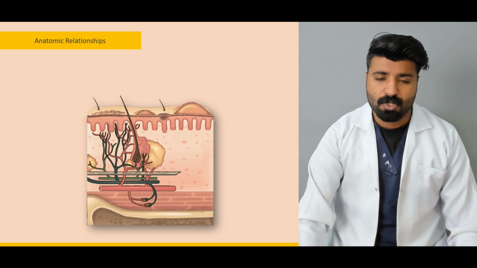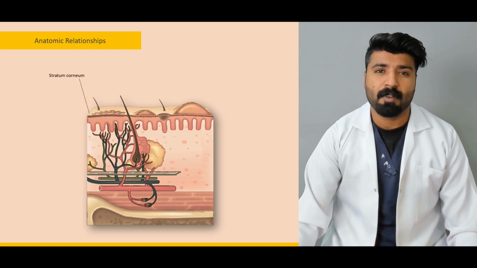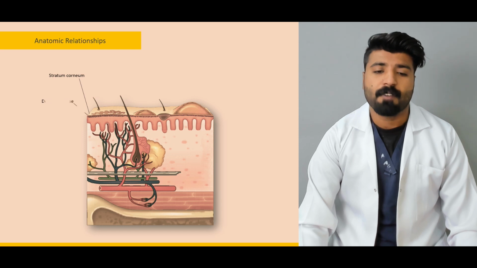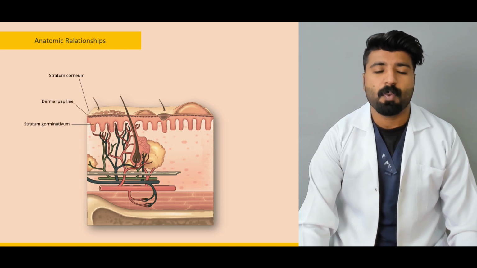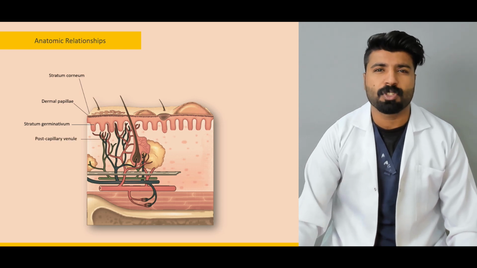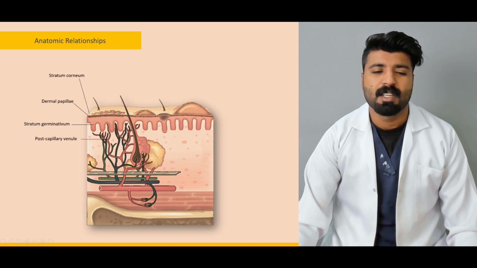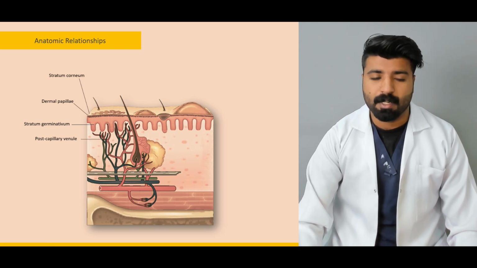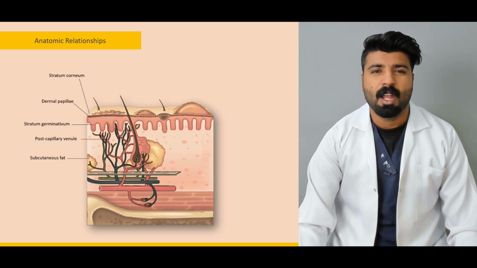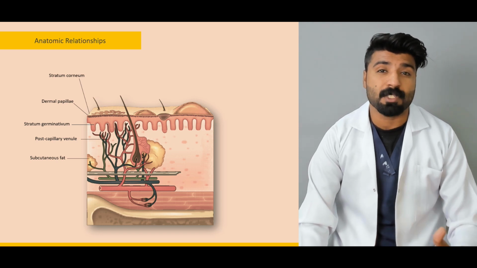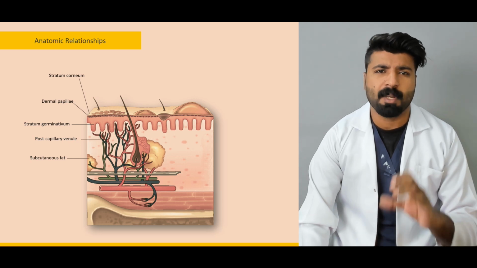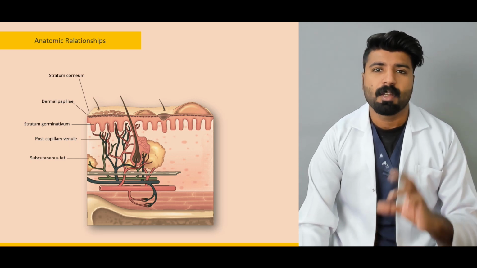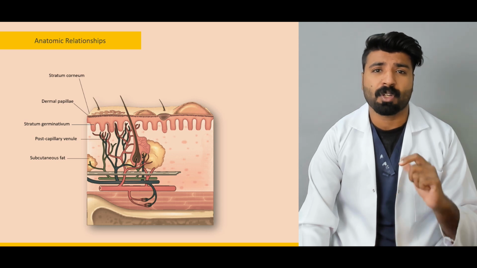and affected. So first of all, we have the stratum corneum in our skin. That's the uppermost layer. Afterwards, we have the dermal papilla. Next, we have the stratum germinativum. Next, we have post-capillary venules. These post-capillary venules supply these strata and the dermal papilla with the blood supply they need for their well-being. Next, we have subcutaneous fat. This subcutaneous fat varies from person to person. It can be more in size, it can be less in size. That depends upon the health status of the person we're talking about.